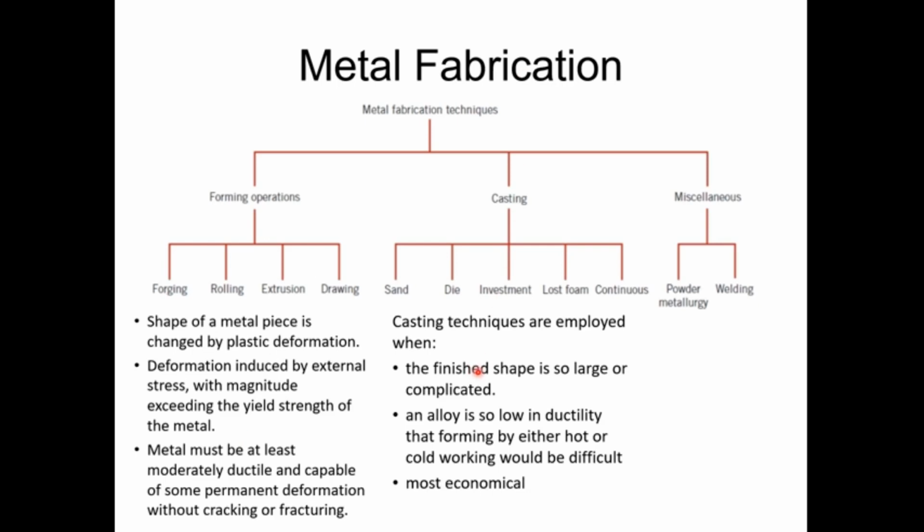While the casting technique is used if we want to produce a finished shape that is large or complicated, meaning that the product of the metal alloy has a large shape and the shape is also complicated, so we can choose the casting technique. Or if the alloy used is very low in ductility, where we cannot use forming operation or powder metallurgy or welding, casting is used. And most importantly, casting is the most economical as compared to the other techniques.